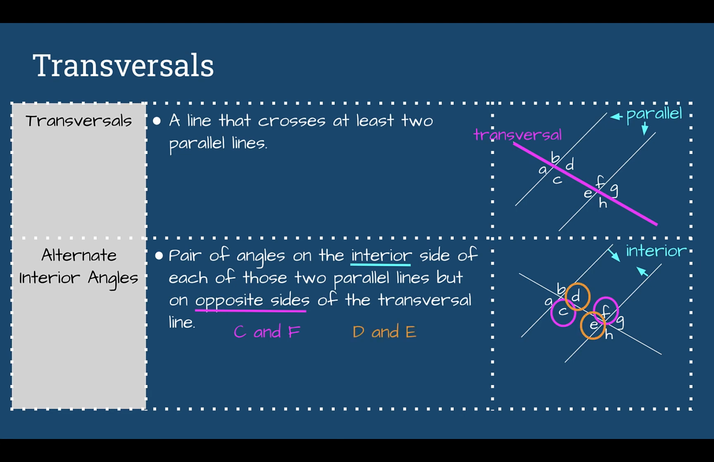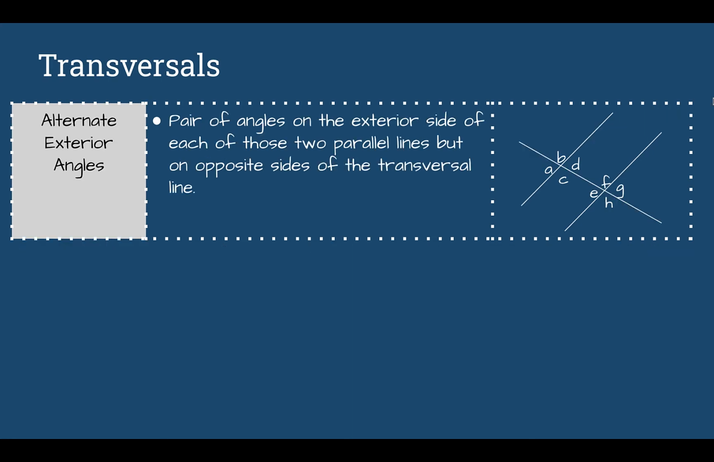The important thing to know about alternate interior angles is they are equal. If C was 120 degrees, then you know that F is also 120 degrees. Or if D was 50 degrees, you also know that E is 50 degrees. They are equal.